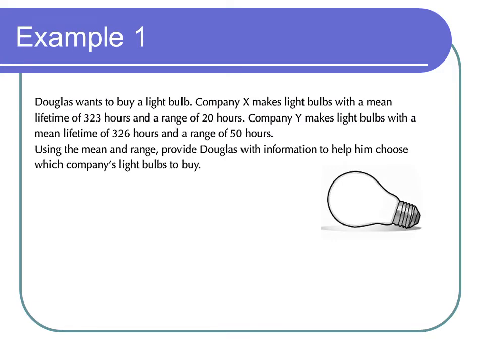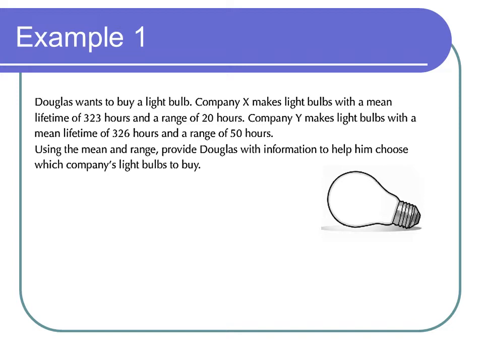Douglas wants to buy a light bulb. Company X makes light bulbs with a mean lifetime of 323 hours and a range of 20 hours. Company Y makes light bulbs with a mean lifetime of 326 hours and a range of 50 hours. Using the mean and range, provide Douglas with information to help him choose which company's light bulbs to buy.